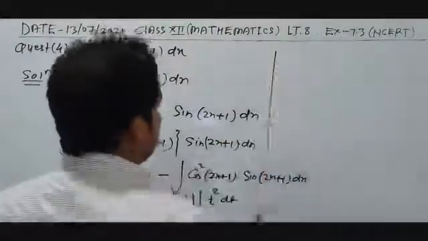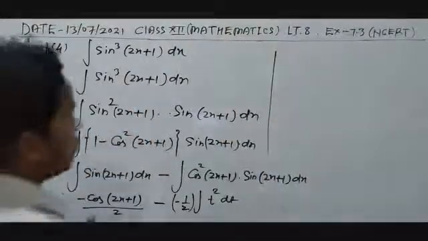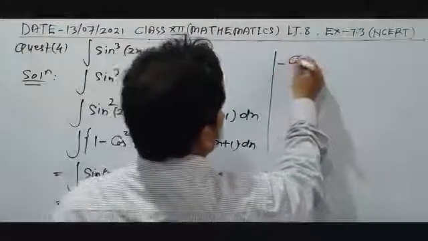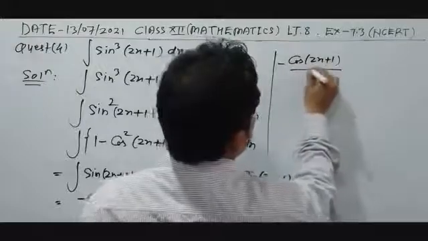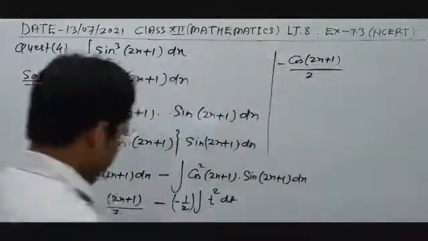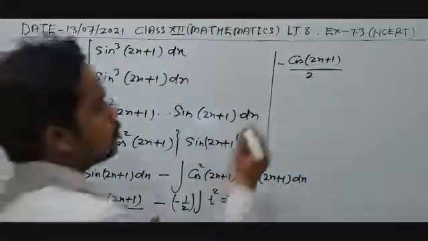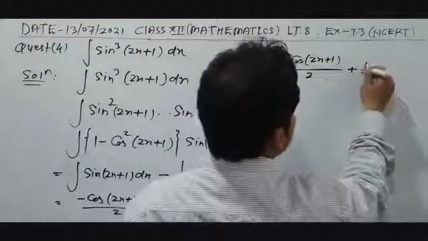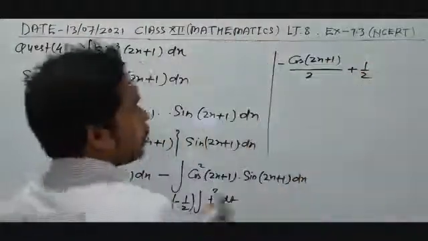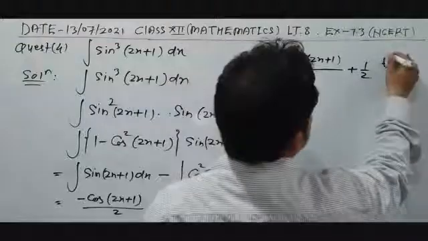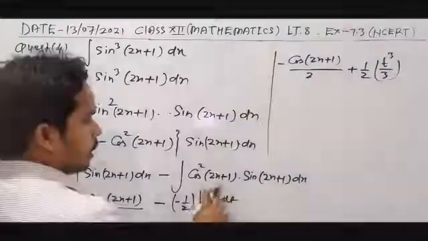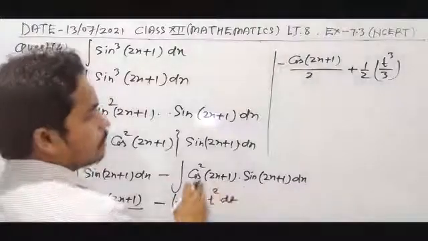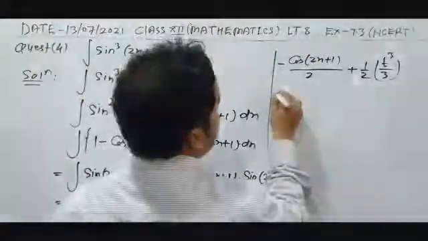So now this will be copy here, minus cos of 2x plus 1 by 2, and minus 1 by 2, plus 1 by 2, and its integration will be t cube by 3. You know t is equal to, we have considered in this question, t is equal to cos of 2x plus 1. So put the values of t.